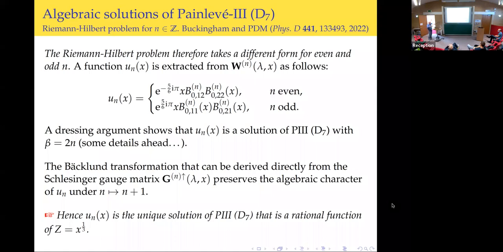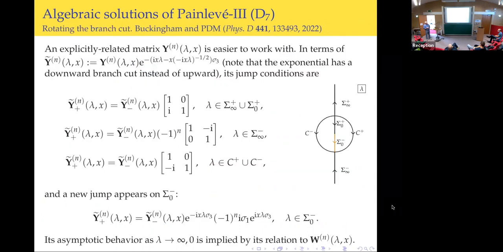And so that means that this u_n of x has to be the unique solution of the D7 equation that's a rational function of x to the 1/3. So that's the Riemann-Hilbert representation. Okay, so for us, it's convenient to do some kind of renormalization to get something that has a branch cut that goes down instead of up, and that's what's illustrated on this slide.